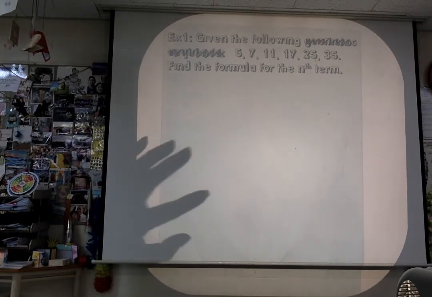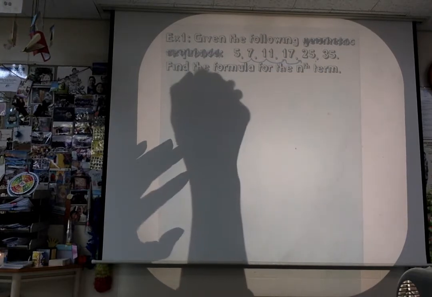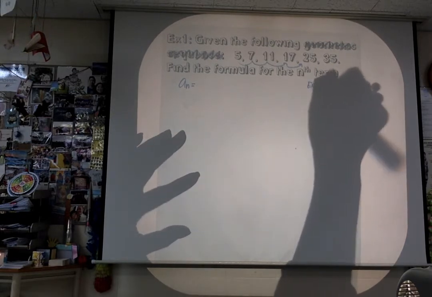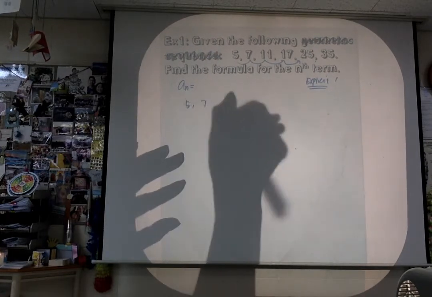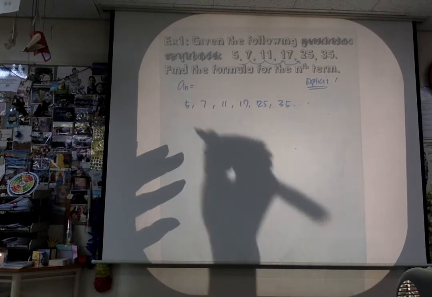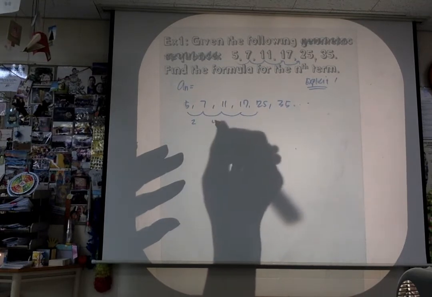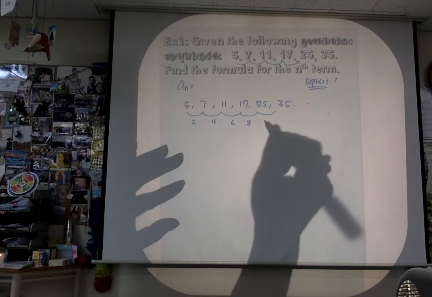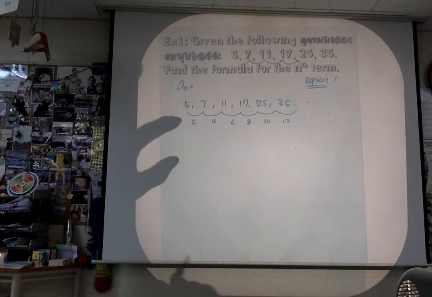Now, I know a lot of you were stuck on this formula. Writing the explicit formula is very difficult for us. Look at this: 5, 7, 11, 17, 25, and 35, and so forth. I know this is 2, I know this is 4, I know this is 6, I know this is 8, I know this is 10, and so forth, right? But how do you actually put the formula for that?